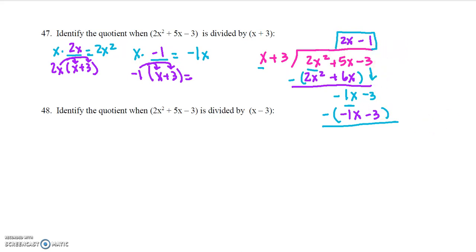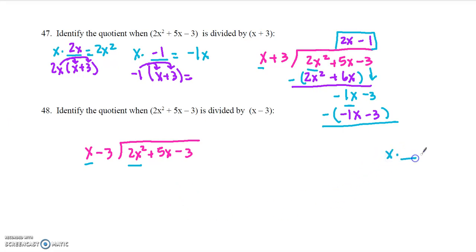Okay, let's try number 48. Same thing. Identify the quotient when 2x squared plus 5x minus 3 is divided by x minus 3. So I'll put it over here, x minus 3. Here's my division bar, 2x squared plus 5x minus 3. Again, I am looking for what can I multiply this by to come up with this.